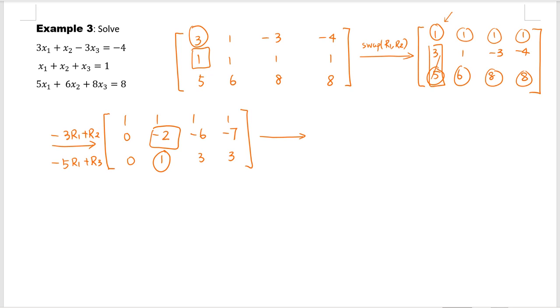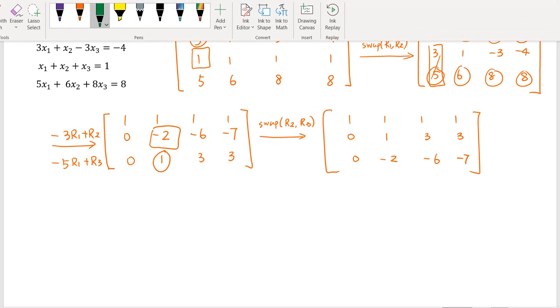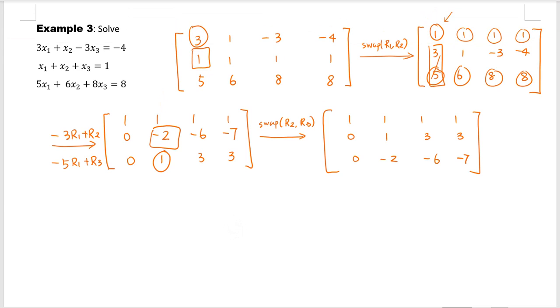Alright, so here we're going to swap row 2 and row 3. Okay, and then we have 1, 1, 1, 1, 0, 1, 3, 3, and 0, minus 2, minus 6, minus 7. In this example, this is easy. We just swap row 2 and row 3. But in some other example, let's see.